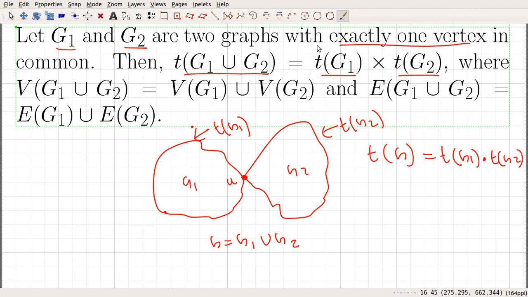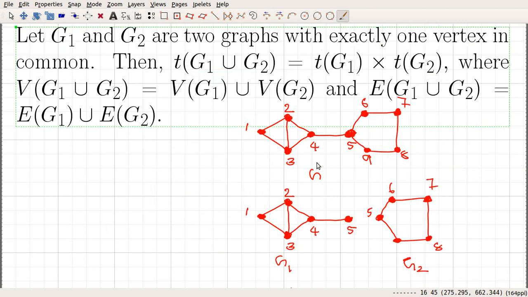So before proving, let's look into one example. So let's consider this particular graph G. Here we can see that this graph can be obtained by taking the union of these two graphs. So here G is nothing but the union of this graph G1 with this graph G2, and the common vertex is this vertex number 5. So here U is equal to 5. The common vertex is 5.